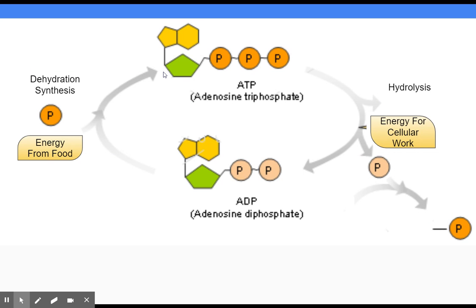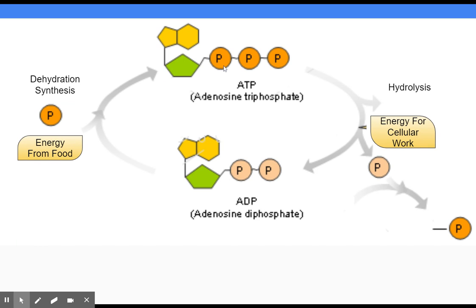Now, how do these two things work together? In your body right now, you have lots of ADP. When you eat some food, the glucose in that food has energy in it. Your body takes the energy from that glucose and stores it into ATP, in the final chemical bond right here. So ADP gets turned into ATP. We add a phosphorus, and the energy for that chemical bond comes from the food that you eat.